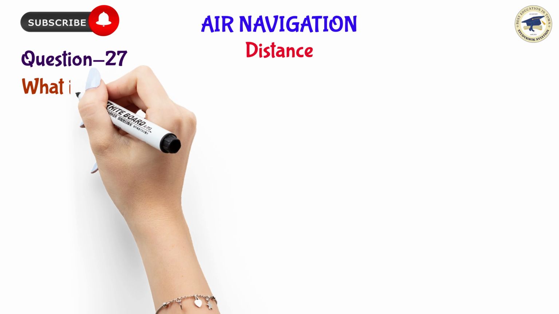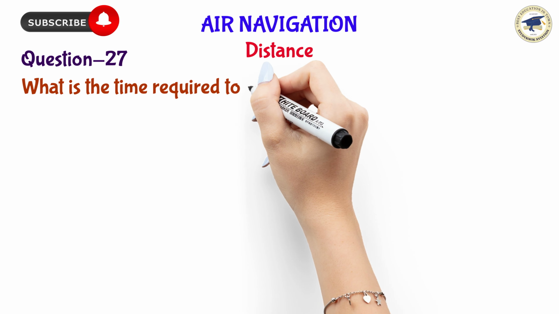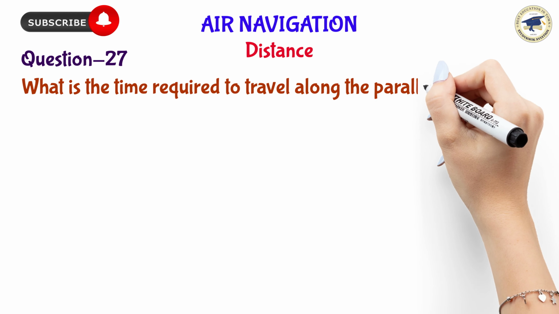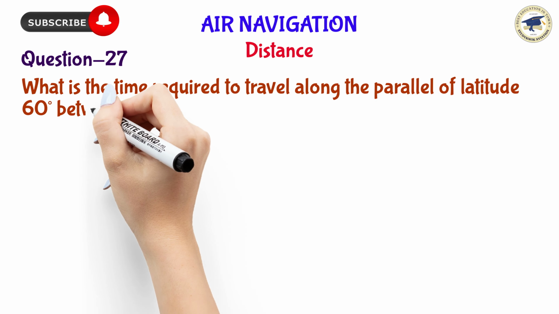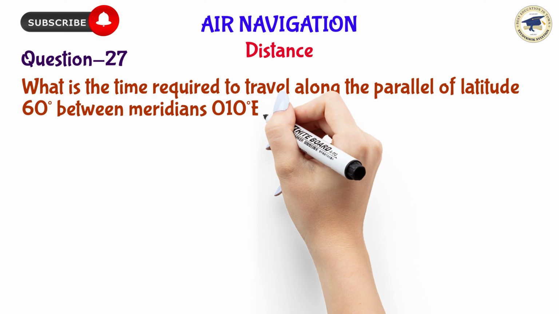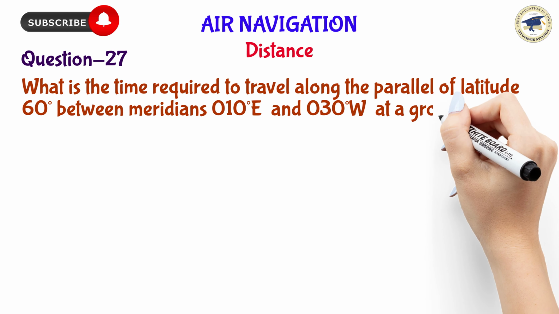Today, we will calculate the time required to travel along the parallel of latitude 60 degrees between the meridians 10 degrees east and 30 degrees west at a ground speed of 480 knots.